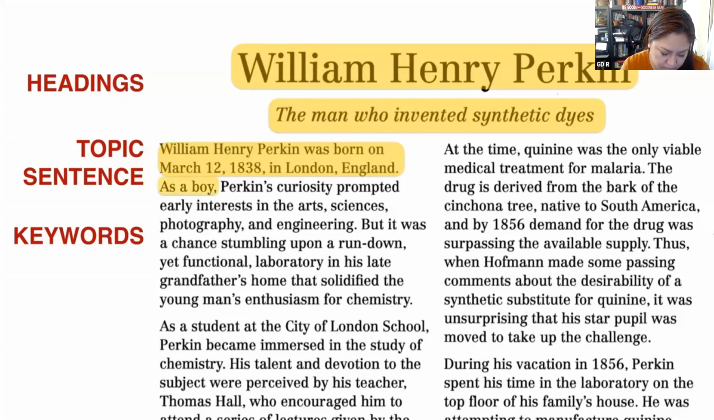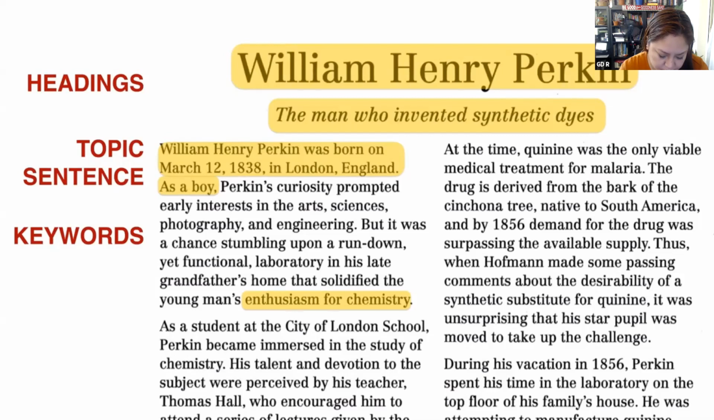So this says, as a boy. Let's have a quick look through. Chance stumbling upon laboratory. Enthusiasm for chemistry. I think that's important. So you have to have a guess as to what you think is important. So I know now that this first paragraph is about William Henry Perkin. It's about his early life as a boy, and that he was enthusiastic about chemistry. So I haven't read the whole paragraph.